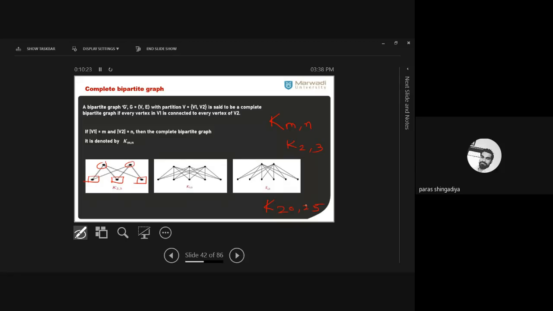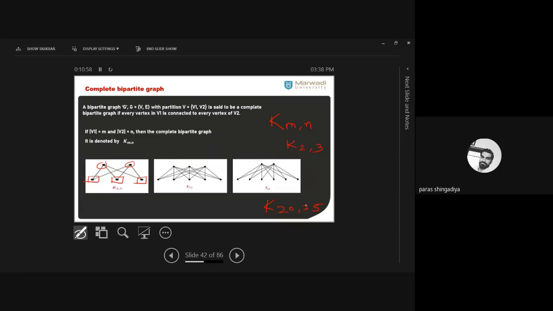So how can we count the edges? How many edges will be required in this graph of K20,25? Yes, does anyone have an idea? Observe this graph. The answer is in this graph also. So how can we check how many edges will be required?